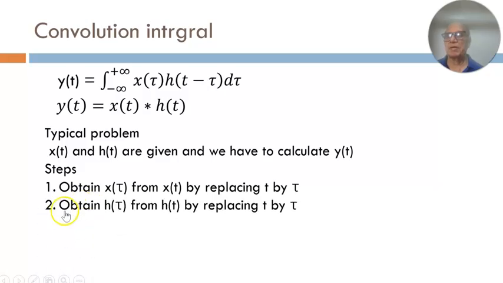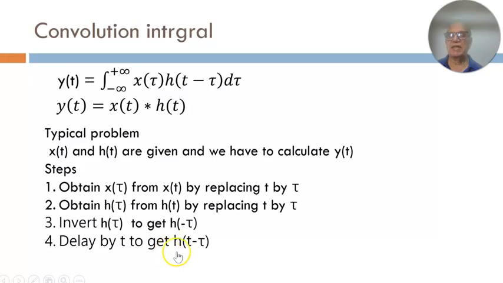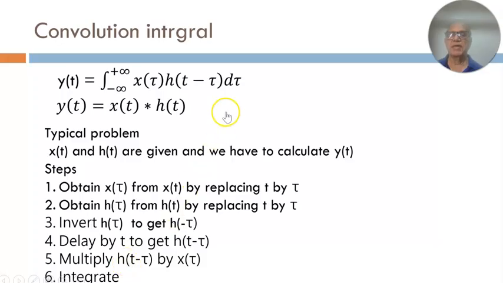Then obtain h(tau) from h(t) by replacing t by tau. Same thing we do for this. Then invert h(tau) to get h(minus tau). We want this. So now you have to delay by t seconds, which we have already studied. So delay by t to get h(t minus tau). Then multiply h(t minus tau) by x(tau), and finally integrate. The only thing is, when you are doing this integration, keep in mind that ultimately you are going to get a result which is a function of t.